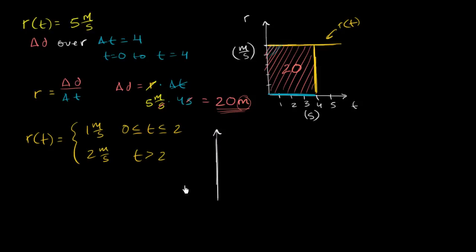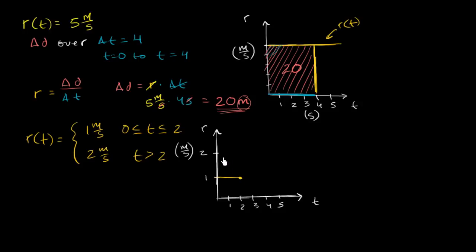So this is 1 meter per second. That is 2 meters per second. It's in meters per second. That's my rate axis. And this right over there is going to be my time axis. They're obviously not at the same scale. 1, 2, 3, 4, 5. And what does this rate function look like? Well, my rate is 1 meter per second between time 0 and 2, including 2 seconds.